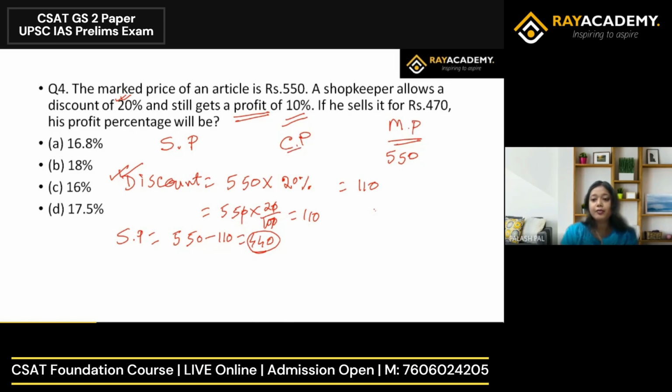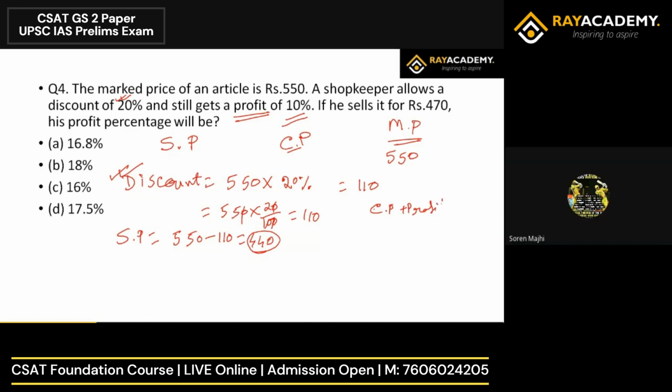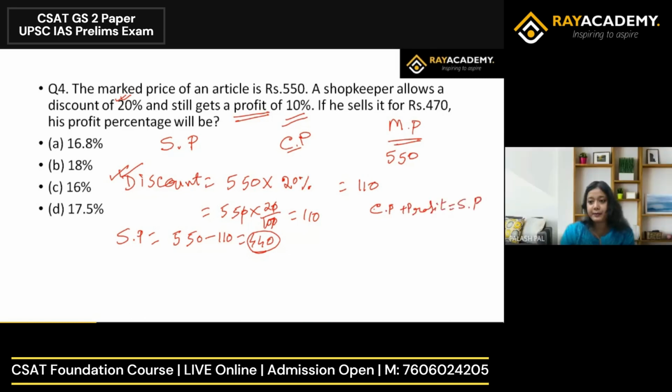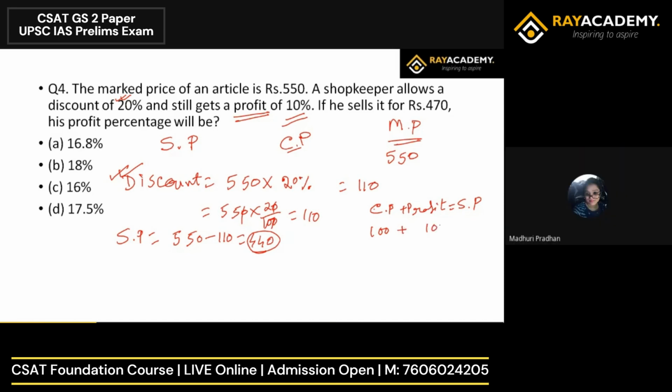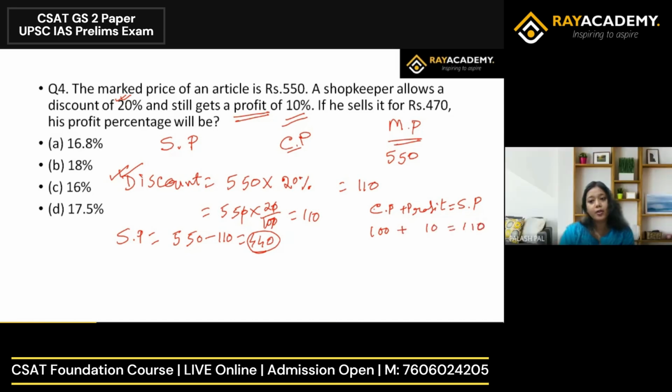10% means within 100, 10 is the profit. That is CP plus profit is equal to SP. Profit is 10%, so CP 100 plus 10 will be 110. That means when CP is 100, profit is 10, SP will be 110.